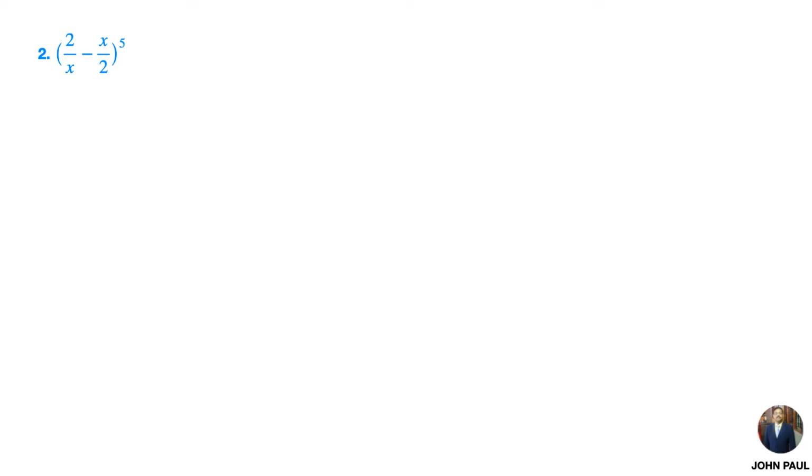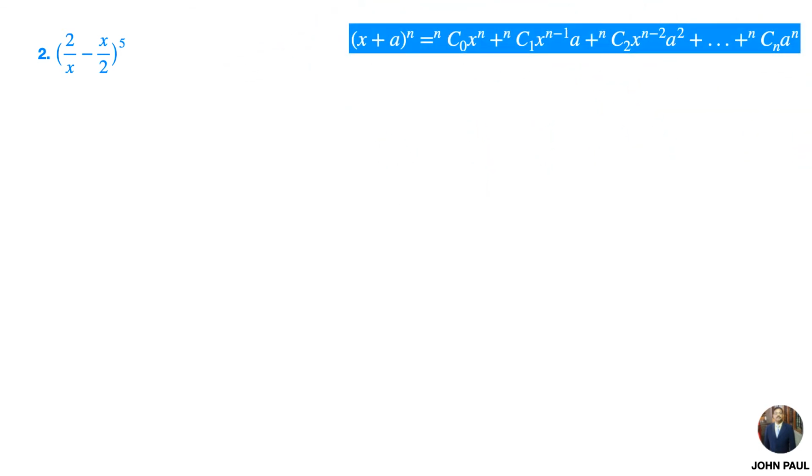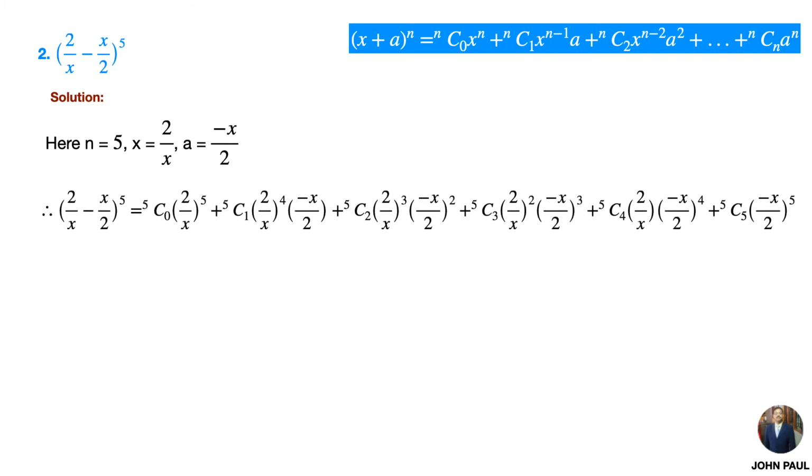Second problem, (2/x - x/2)^5 is given to us. We will use the binomial theorem. Solution: here n, x and a we wrote. Substitute that in the binomial theorem. In the place of x, a and n we substituted.